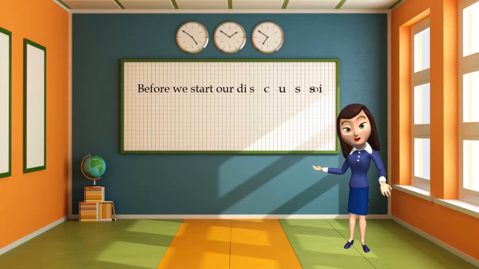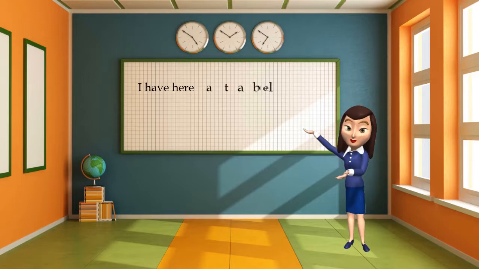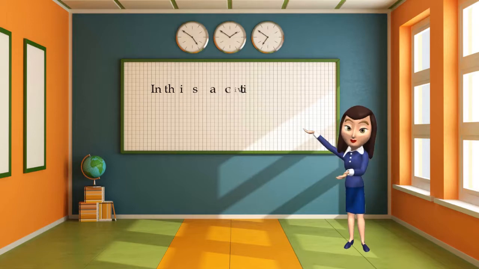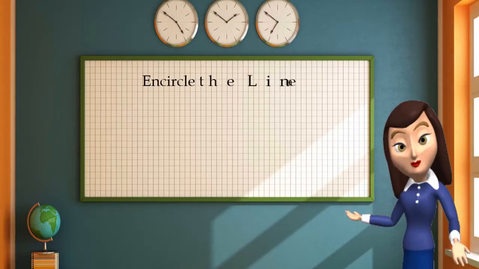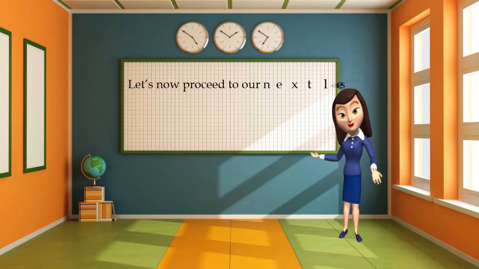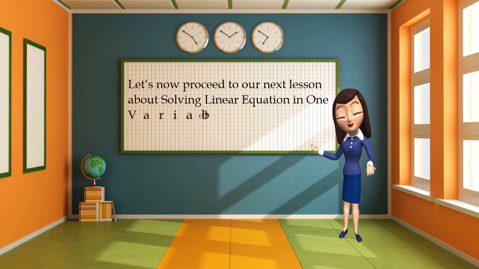Before we start our discussion, we will be having a short activity. I have here a table of polynomial equations. This activity is named Find Me. In this activity you will identify the linear equation. Direction: Encircle the linear equation. Let's now proceed to our next lesson about solving linear equations in one variable.